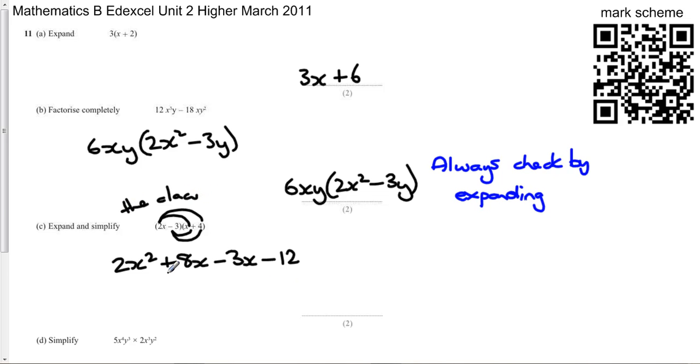And it says expand, we've done that bit, but we've also got to simplify, and that's because there are 2 x terms in the middle here which we can bring together. So you'll end up with plus 5x minus 12.